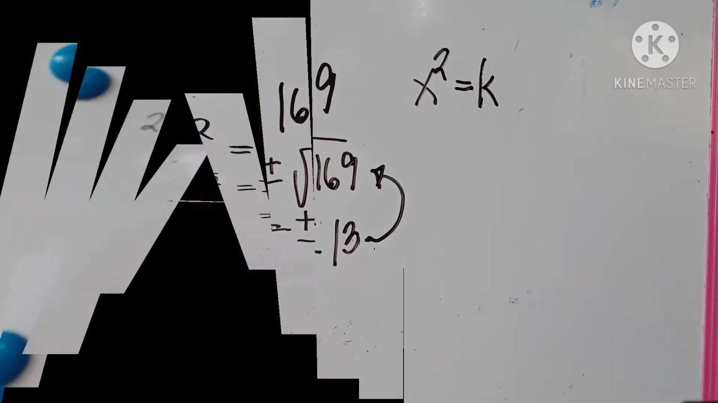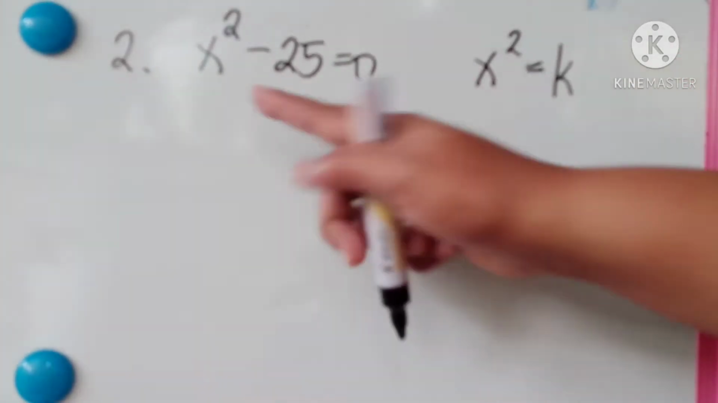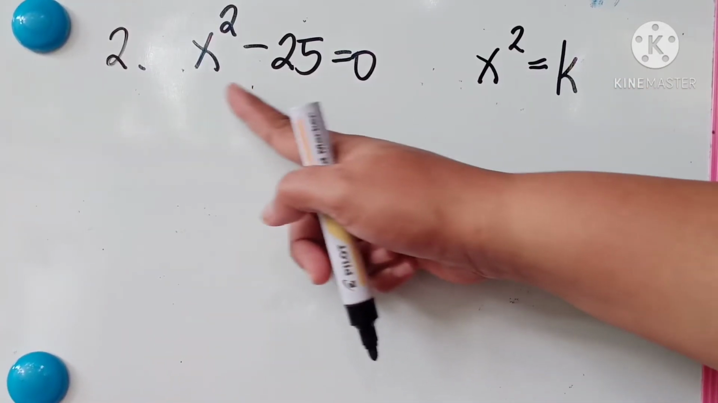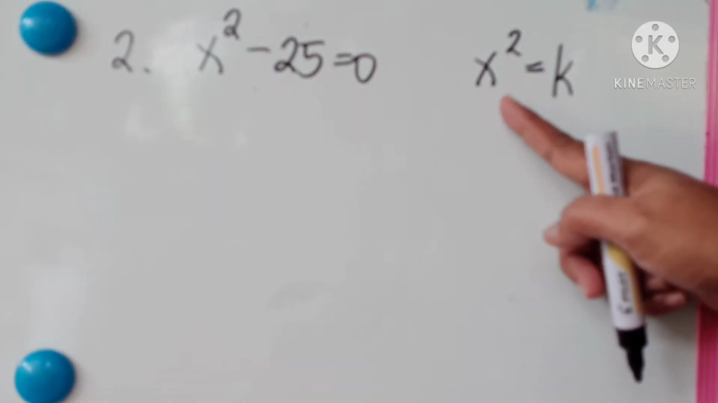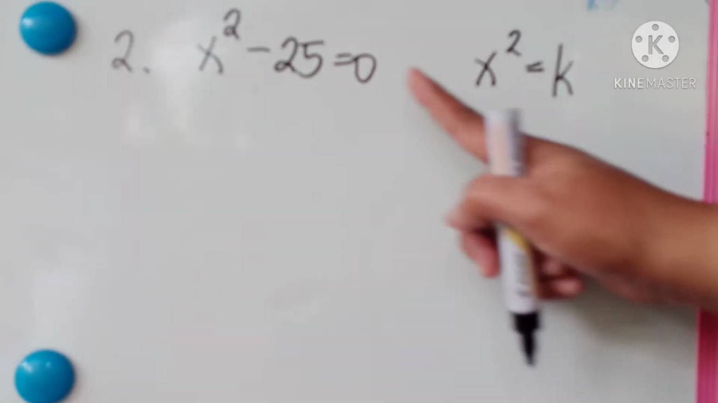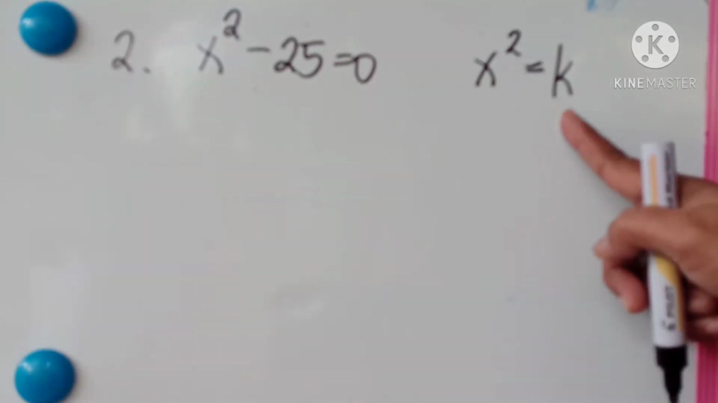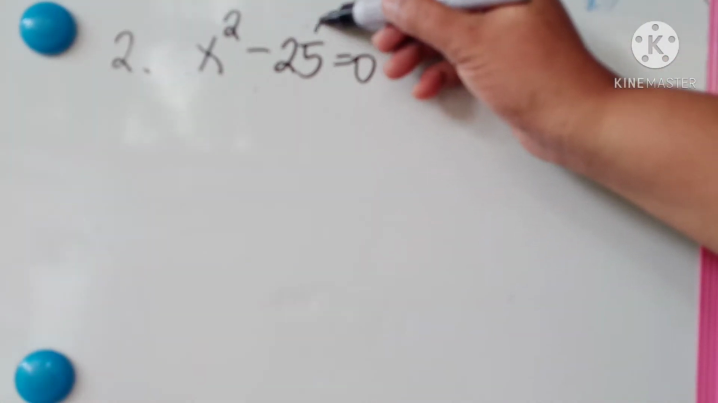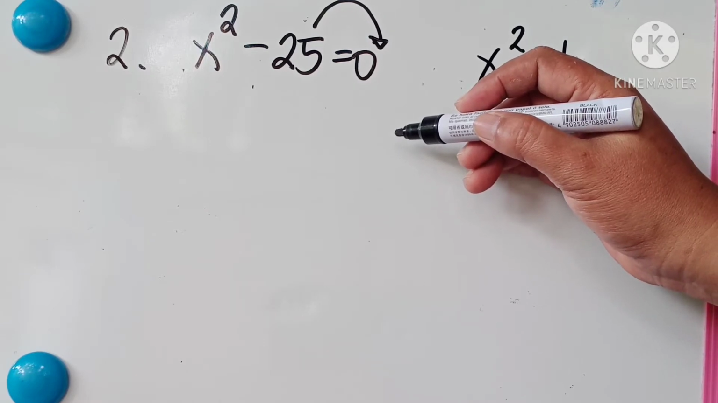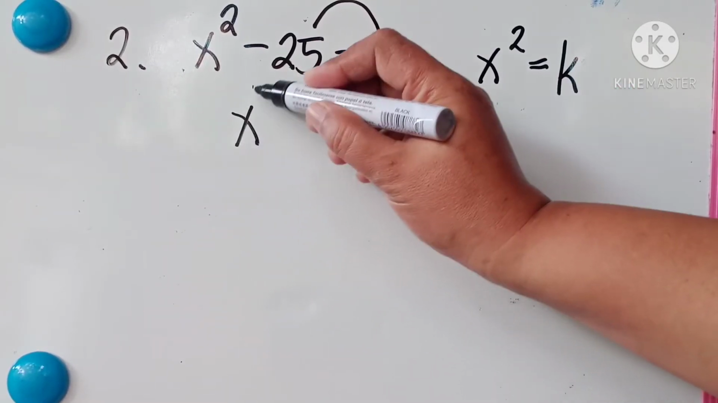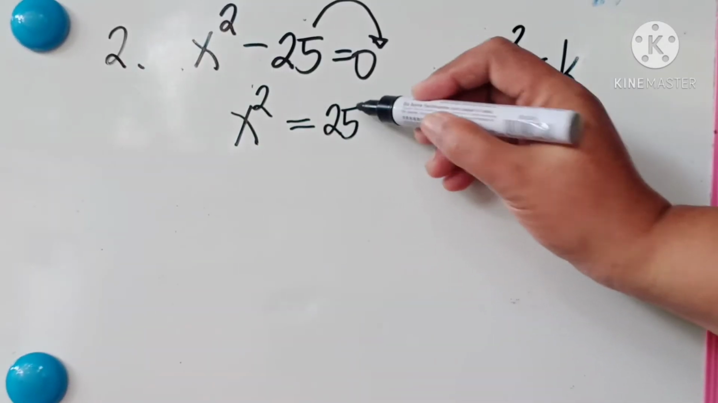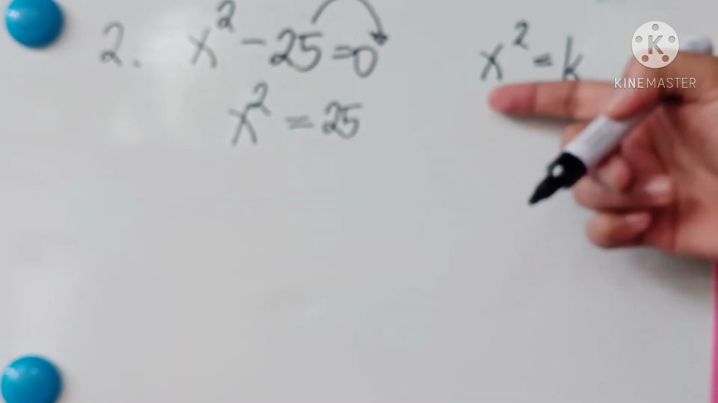Okay? Our second example is the equation x squared minus 25 equal to 0. So, ito namang equation na to is not written in the form x squared equal to k. So, ang gagawin lang natin is write this equation in this form. Okay? So, ang gagawin lang natin is ilipat si 25 or negative 25 sa right side of the equation. So, the equation will become x squared is equal to 25. So, ngayon, it is already in this form.